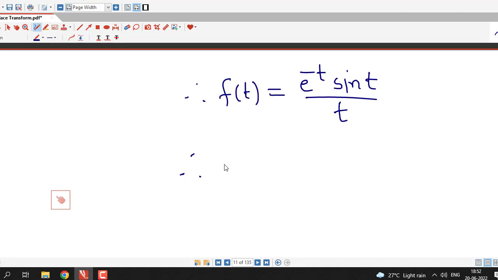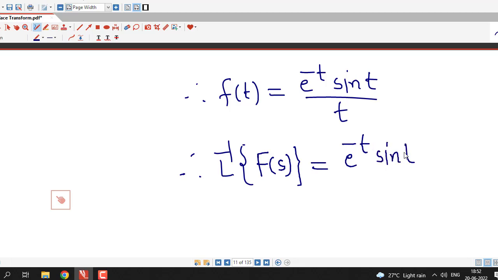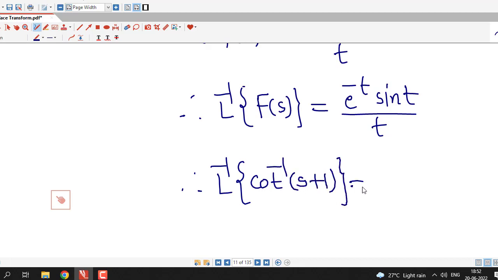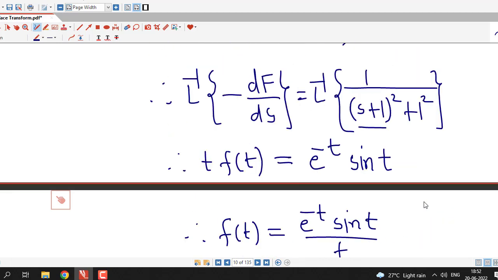f of t is nothing but the inverse Laplace transform of capital F of s, so we replace that by L inverse of capital F of s. Capital F of s is the function cot inverse of s plus 1. So finally we have obtained the inverse Laplace transform of cot inverse of s plus 1, and it is e raised to minus t sin t divided by t.